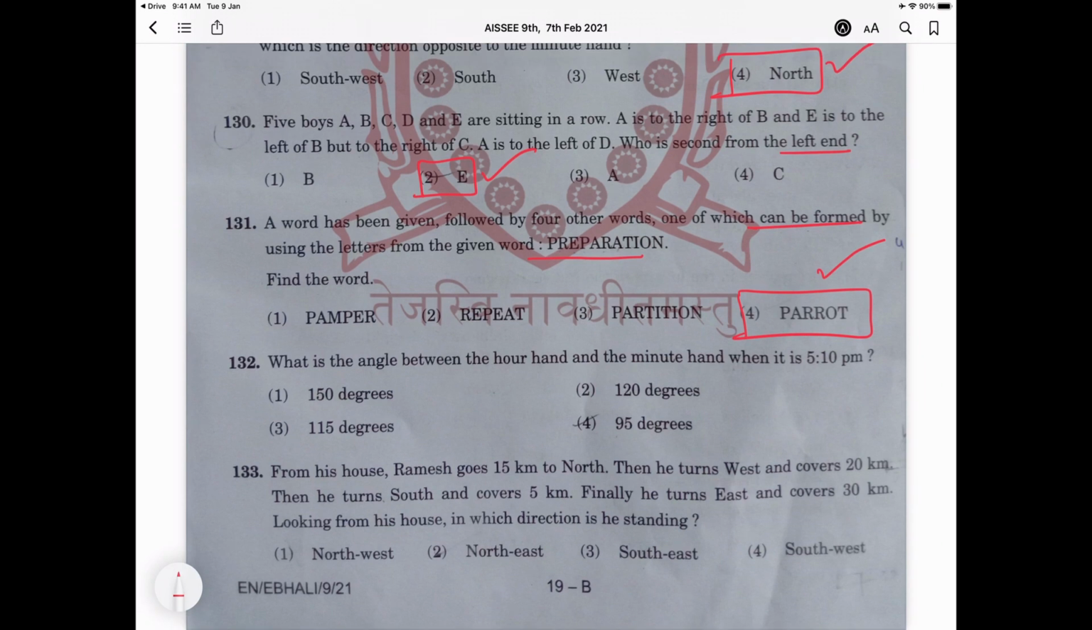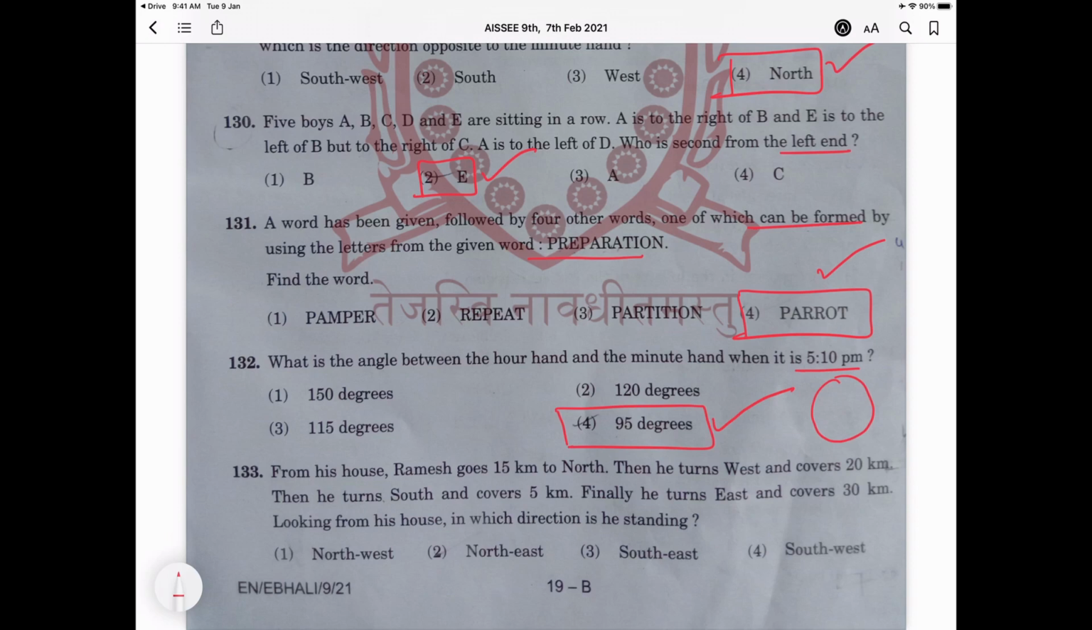In question number 132, what is the angle between the hour hand and the minute hand when it is 5:10 p.m? So you should have made a clock, or 5:10, when you mention it, the correct answer would be 95 degrees. In question number 133, again this question is basically on direction sense.